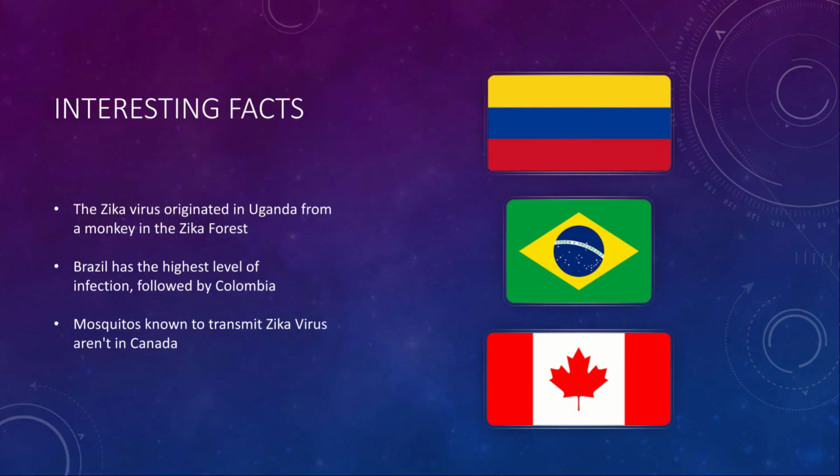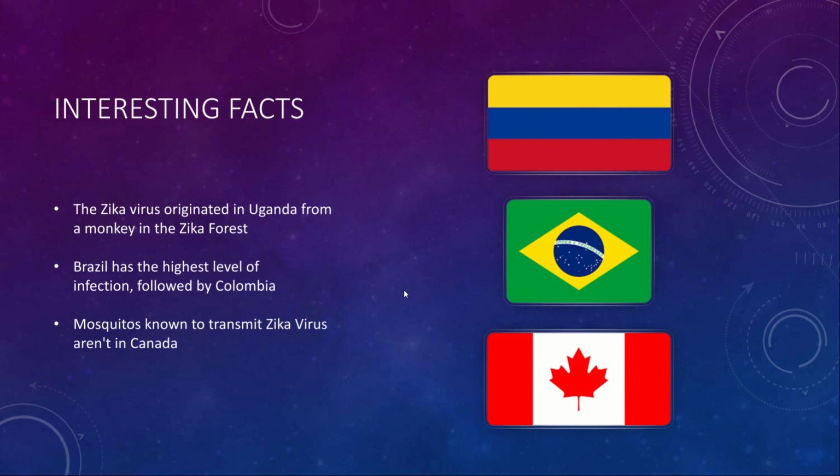Interesting facts. The Zika virus originated in Uganda from a monkey in the Zika forest. If you think that the virus is named after the forest, well, you're right, because the Zika virus originated in the Zika forest, so the virus is obviously named after the forest.